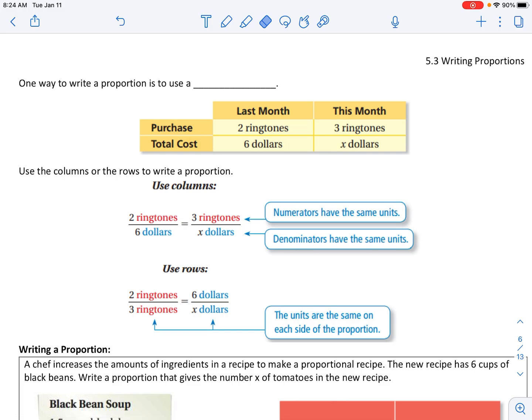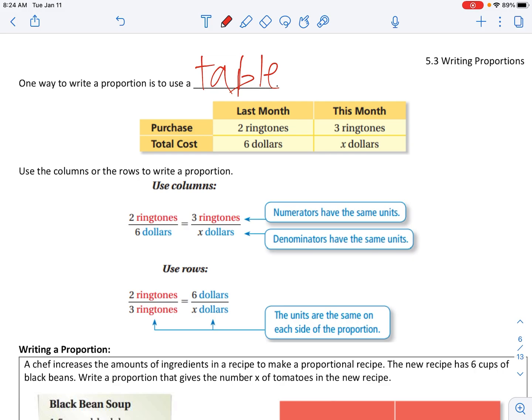Okay. One way to write a proportion is to use a table, which is what you see right below this. That is a table. Okay, so they're comparing last month to this month's purchase and total cost. So this is showing that last month they bought 2 ringtones and it cost them $6. And this month they bought 3 ringtones and they're trying to figure out how much 3 ringtones cost, which is why there's an X.